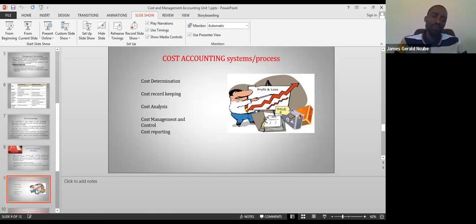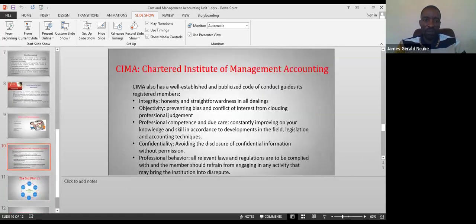Then we look at cost management and control. We are now trying to manage our costs. We're now trying to control our costs so that they don't balloon, so that we don't overspend, so that we are within the confines of the expected objectives of the organization. Then finally, we have reporting. We are now giving a report of the cost. That's cost reporting.